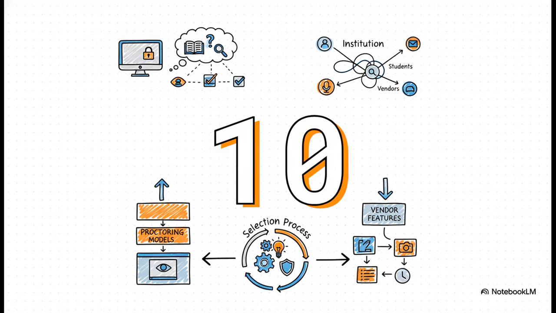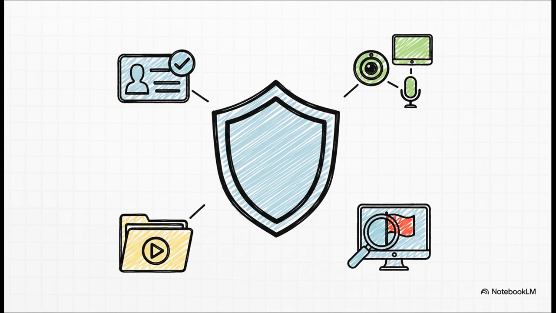Now I know 10 sounds like a lot. So to make this way easier to manage, we're going to group them into 3 logical areas: security, user experience, and of course, technology and cost. First up, let's talk security and integrity.